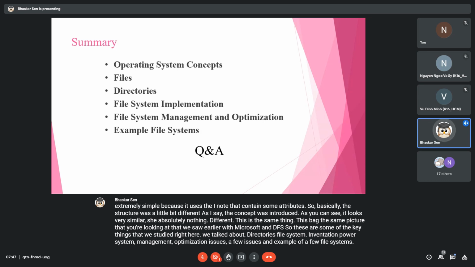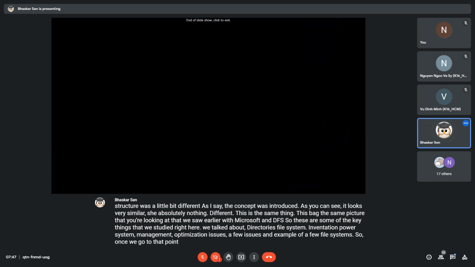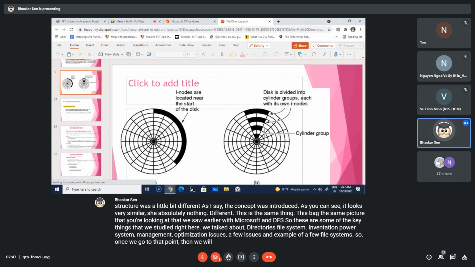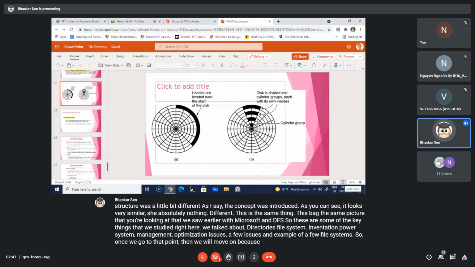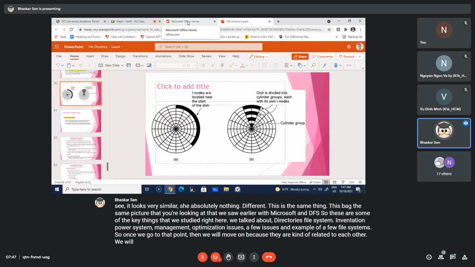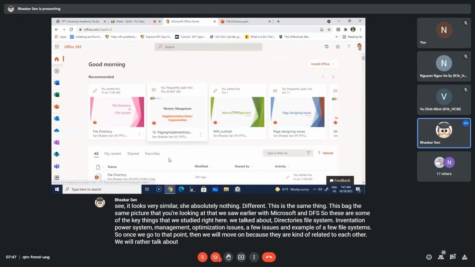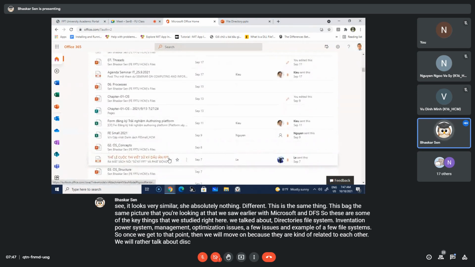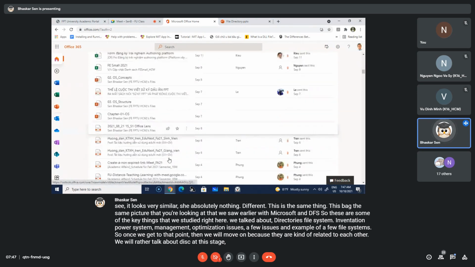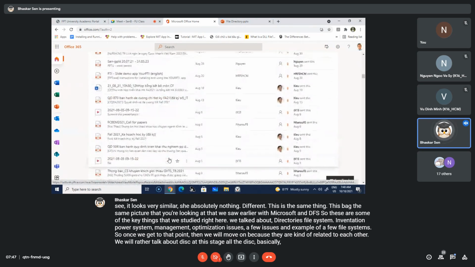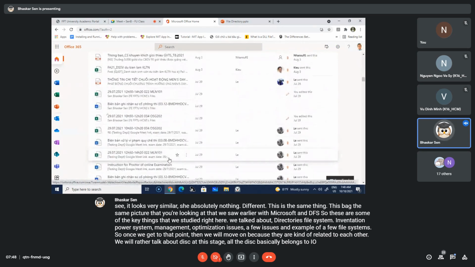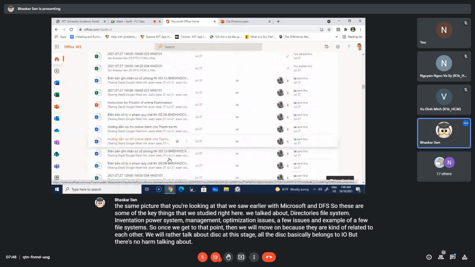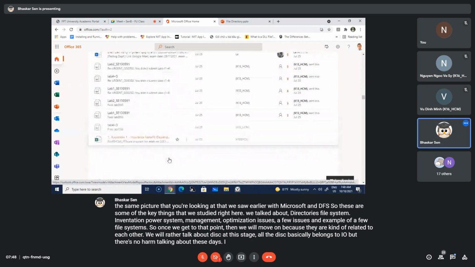So once we get to that point, then we will move on, because they are kind of related to each other. We will rather talk about disks at this stage. Although disk basically belongs to I/O, there is no harm talking about disks at this stage. I think this is better.